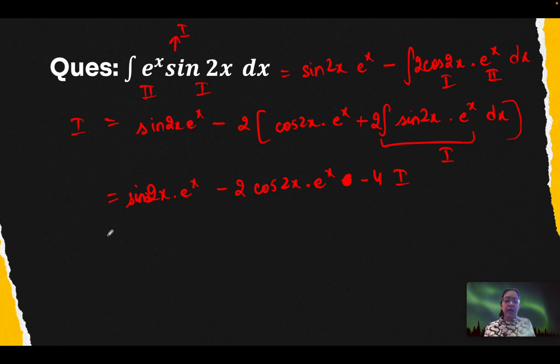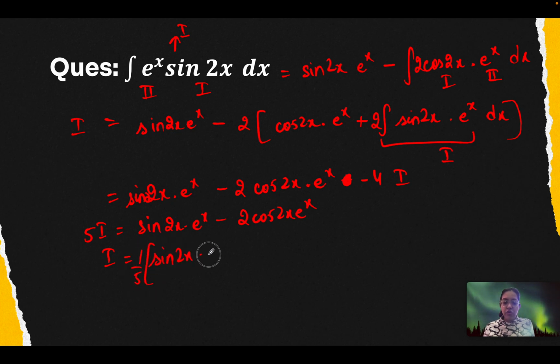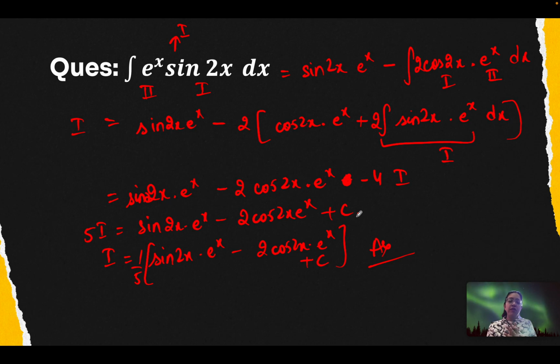Just take that I over here. So I plus 4I, that would be 5I, is equal to sin 2x dot e^x minus 2 cos 2x e^x, and your final answer I would be equal to 1 upon 5 into sin 2x dot e^x minus 2 cos 2x, product rule, product with e^x, and plus c. So that's it. This whole was the explanation for integration by parts.